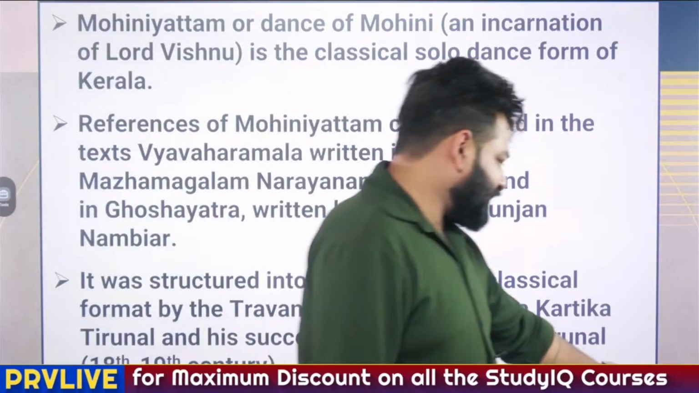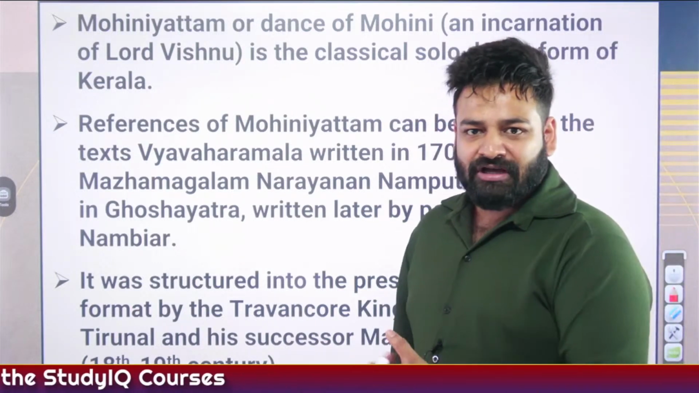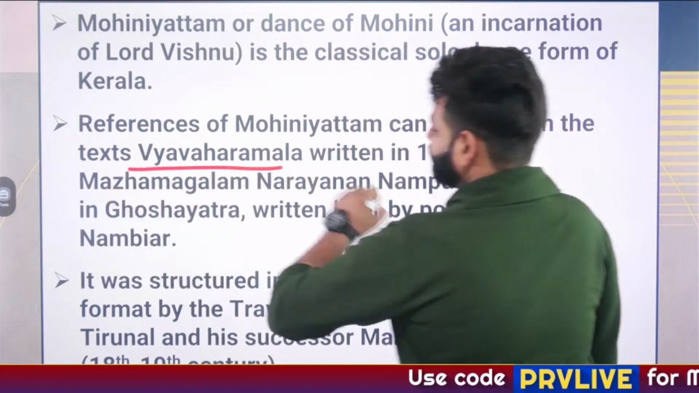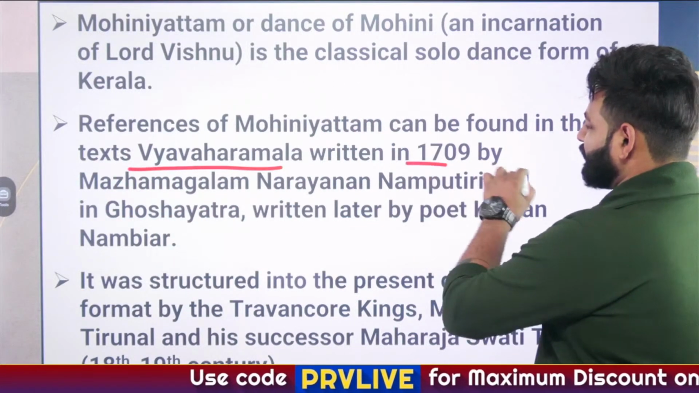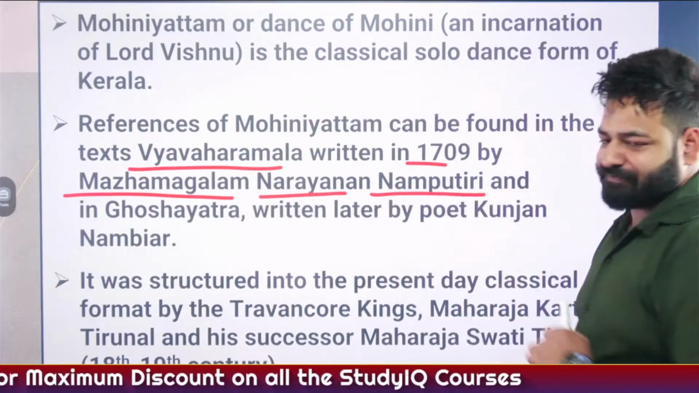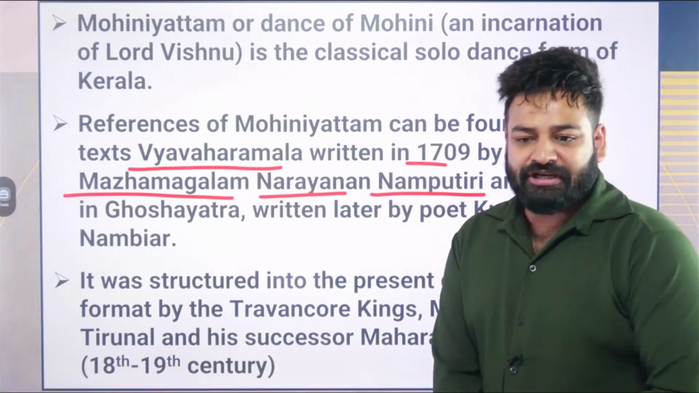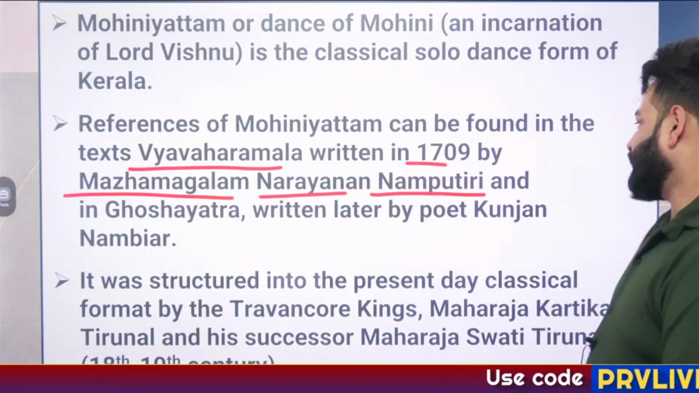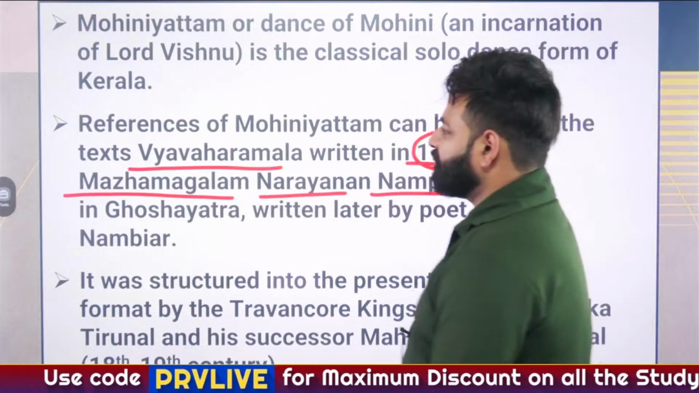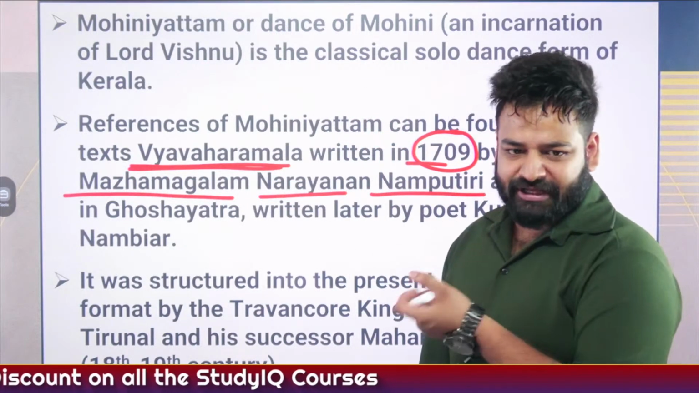The first one is a very wonderful text that people are very fond of when it comes to learning Indian art and culture. That is known as Vyavahar Mala, written in 1709 by a personality named Mazhamangalam Narayanan Namputiri. Okay, so what is the name? Mazhamangalam Narayanan Namputiri. What is the time period? 1709. What is the name of the book? Vyavahar Mala.